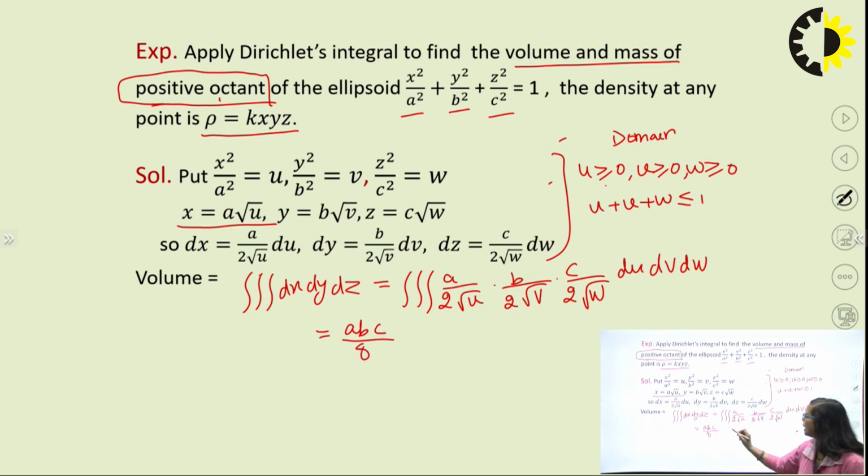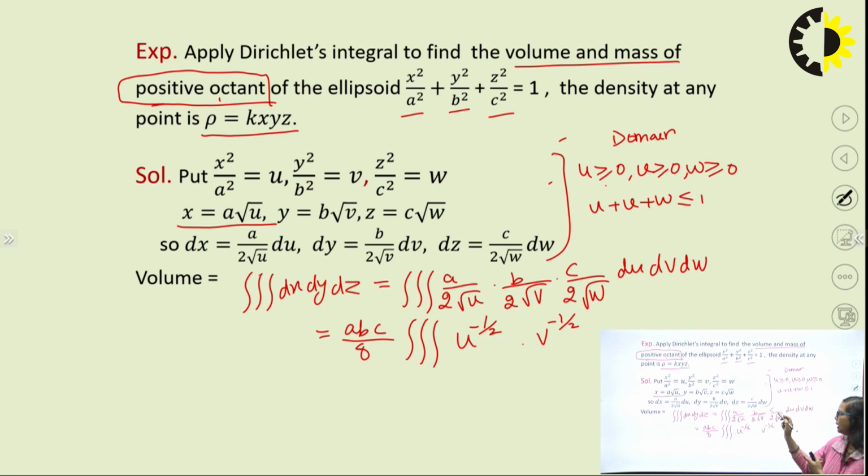Look at what we get inside. It's a triple integral. 1 by under root u, shift it to the numerator, raising its power to minus half. Similarly, 1 by under root v, shift it to the numerator, raising again its power to minus half. 1 by under root w is written as w to the power minus half, into du dv dw.